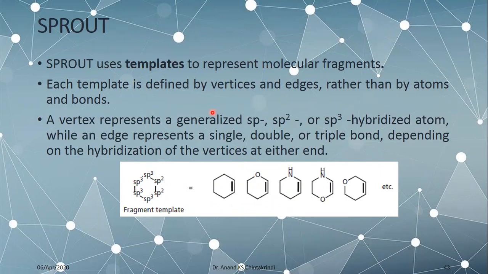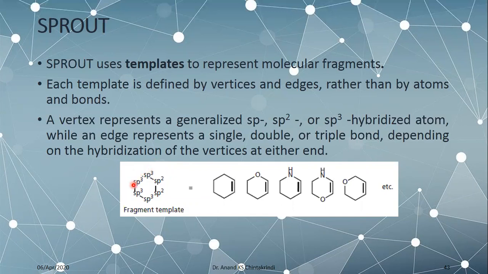What is a vertex? A vertex is a generalized atom. It doesn't mention whether the atom is oxygen, or nitrogen, or hydrogen, or sulfur, or any other carbon. It does mention the hybridization type of the atom, that is sp, sp2 or sp3, while an edge represents a single bond or a double bond or a triple bond depending on the hybridization of the vertices, obviously.